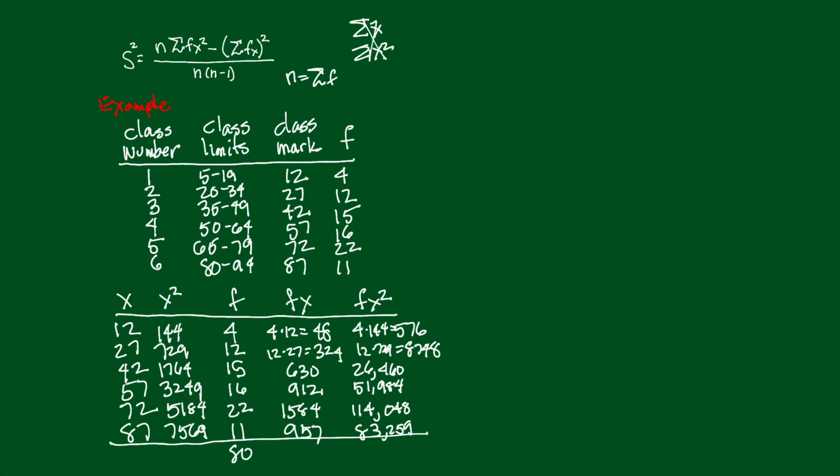Now, I also need to add up the fx. So I come down to the fx column. I need to add that one. I added all those on my calculator. I got 4455.